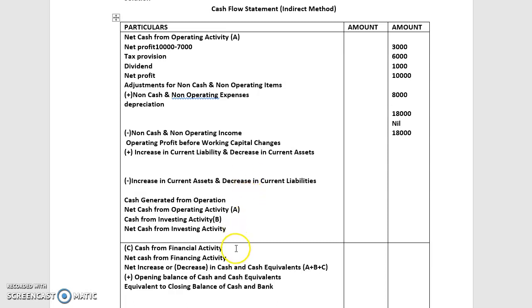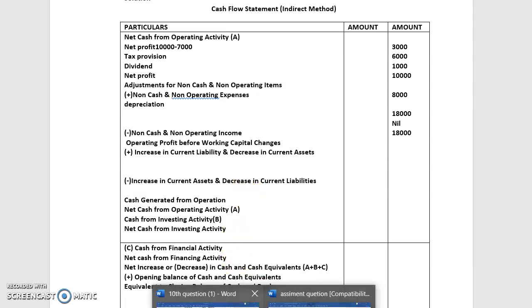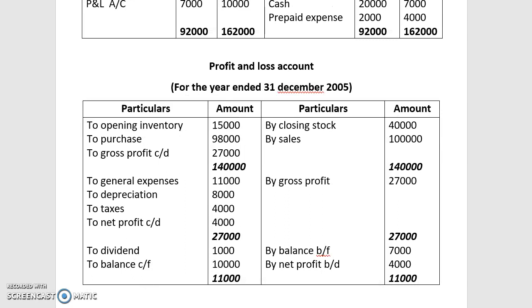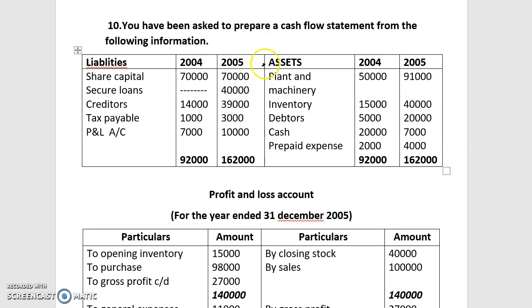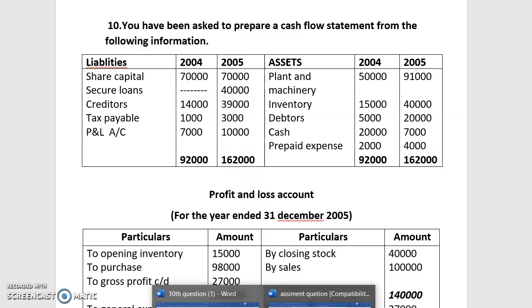Okay, just see the problem, you'll understand, there is only one. Just come to the asset side, decrease in current asset. We don't have any decrease in current asset because inventory is increased, debtor is increased, even prepaid expense is increased, whereas creditor is decreased. Decrease in creditor 14,000, 39,000. The difference amount you have to take.